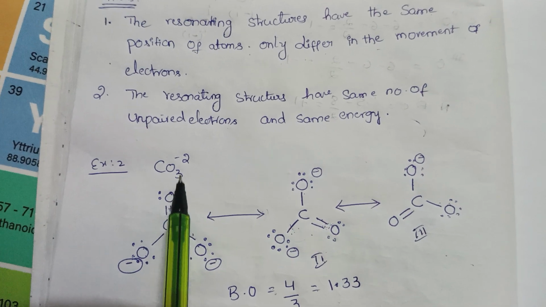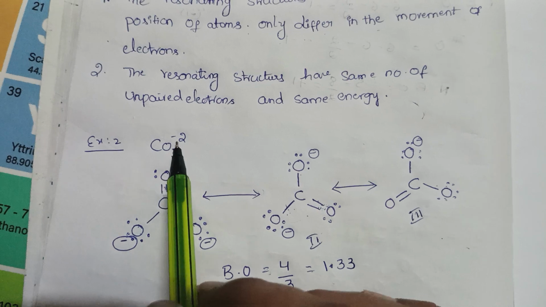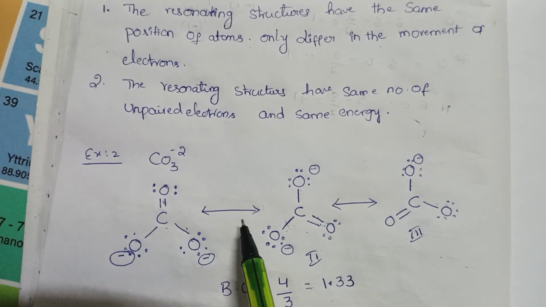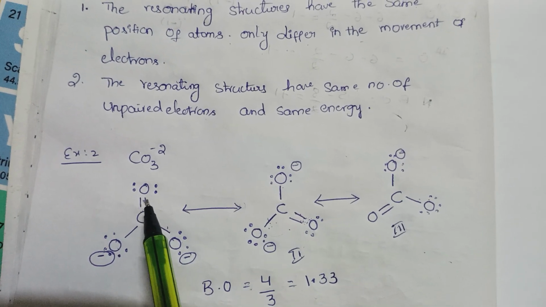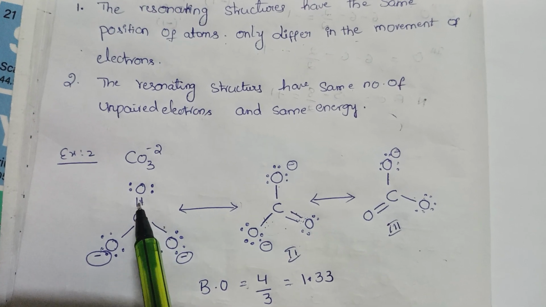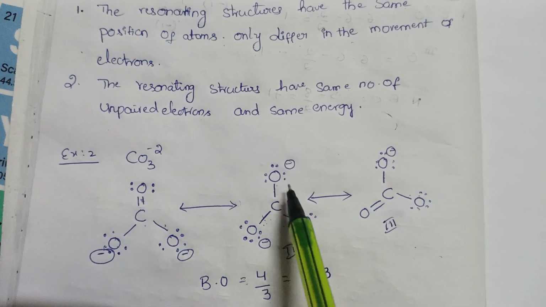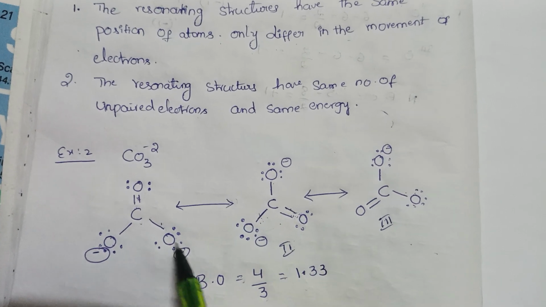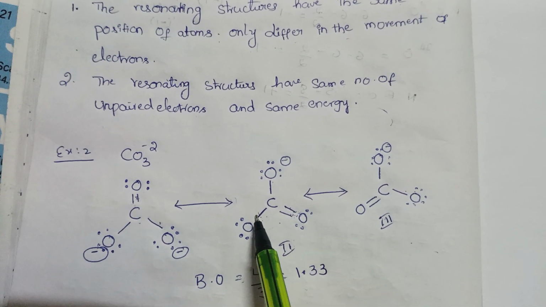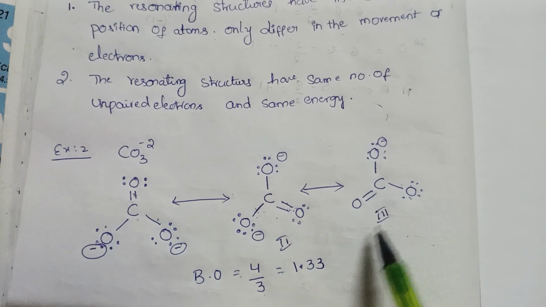If we take CO3 2 minus, this is the Lewis dot structure for CO3 2 minus. If this double bond moves in the clockwise direction, this bond comes here and this bond goes there, we get the second structure. If the bond moves to here, this bond will go there and this bond will come here, and we get the third structure.